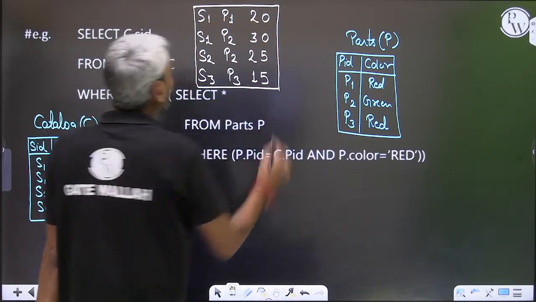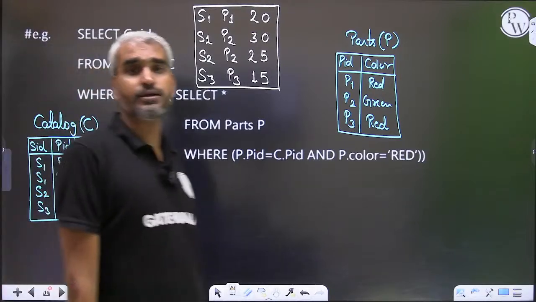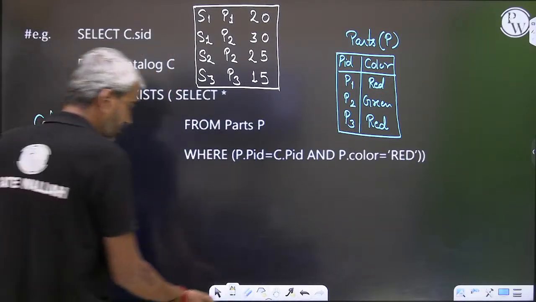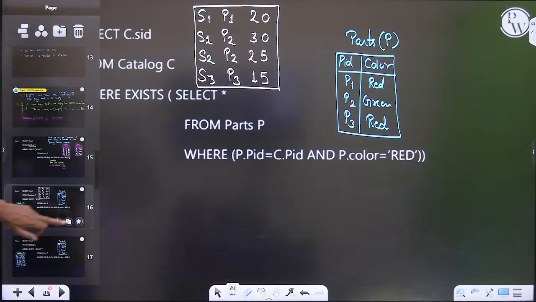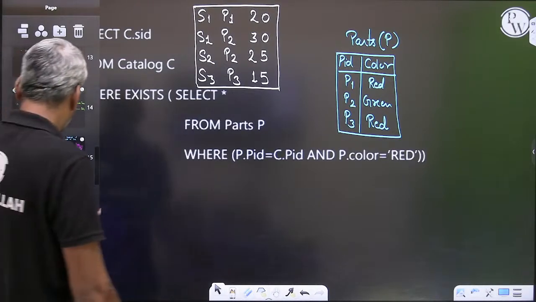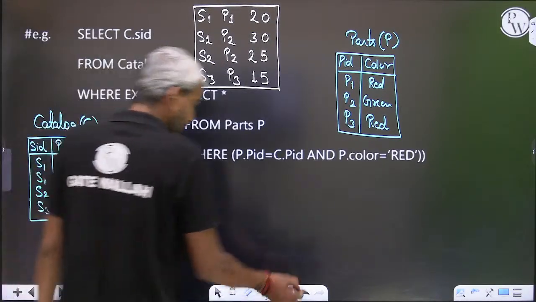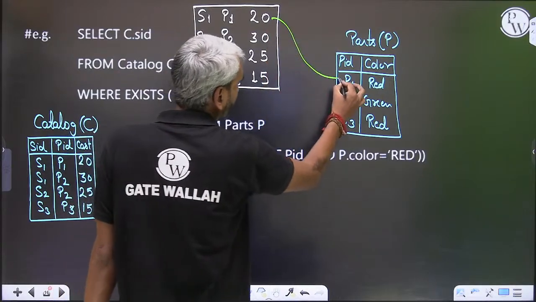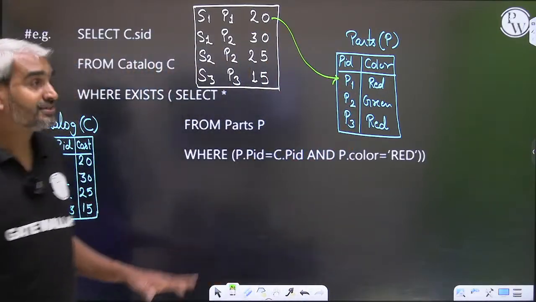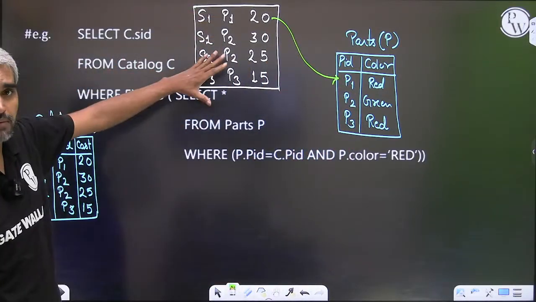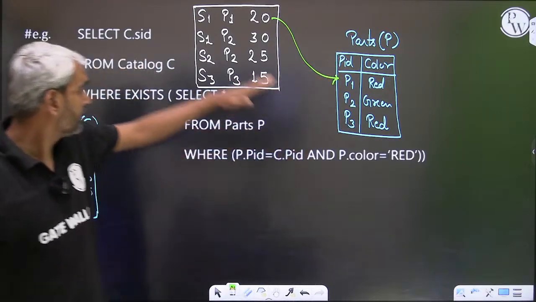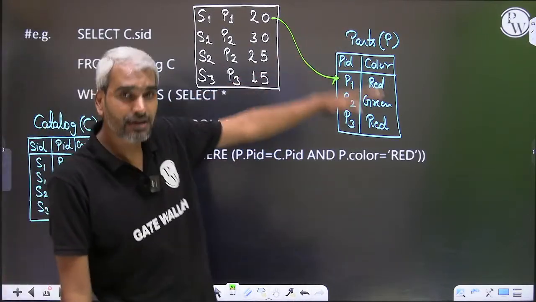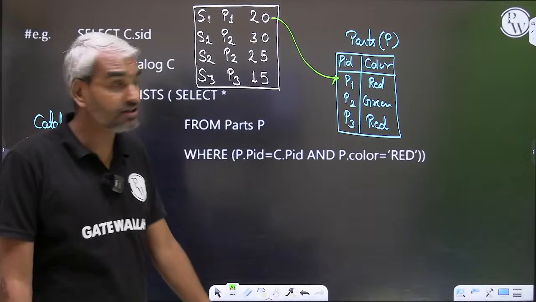So you need to be very careful when you execute a correlated query. So what will happen? Let's try to understand. So we'll first go with the first tuple. So we'll select the first tuple. With this first tuple, we'll first go to the first tuple of the part table. So what did I say? For first tuple of catalog table, we first need to execute the inner query on the complete inner relation, that is complete part relation, right?